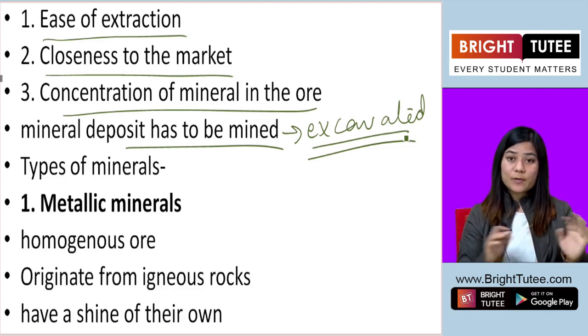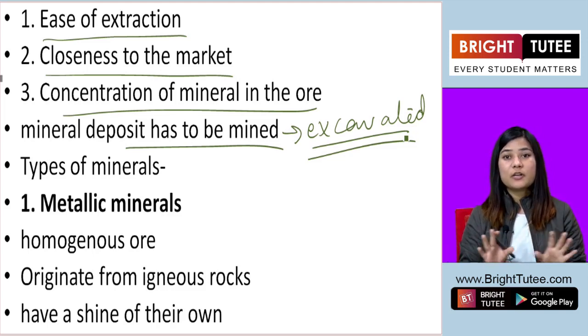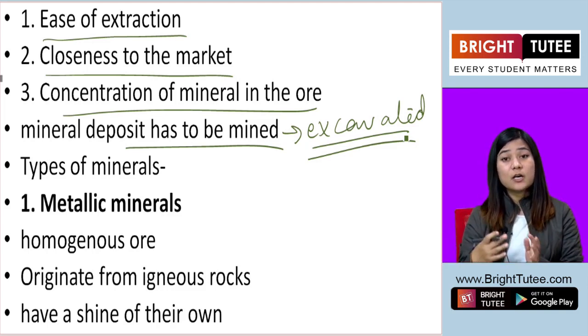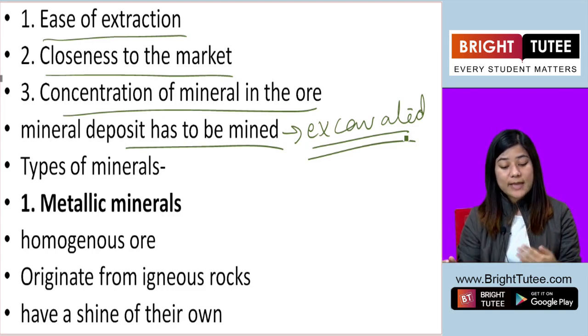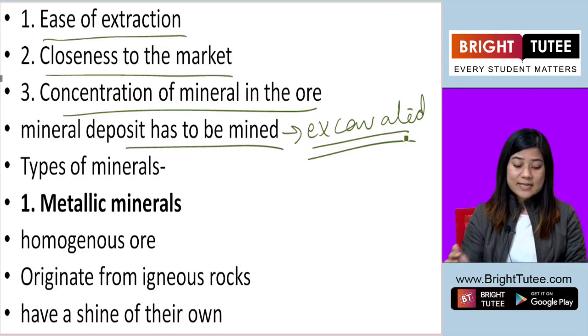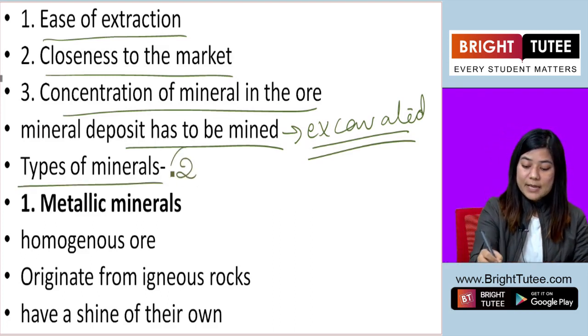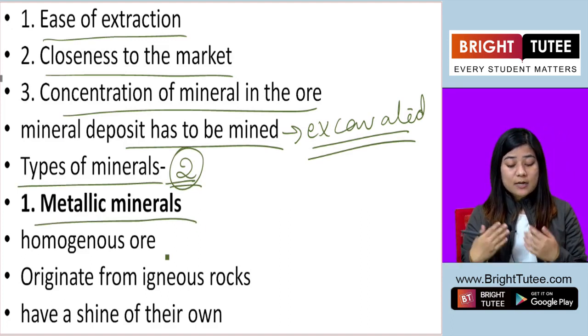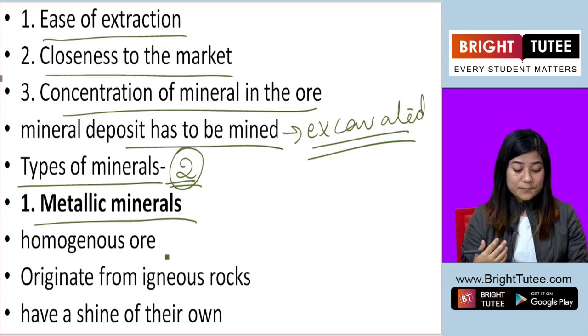Okay. Now, we already saw a chart or a diagram where we saw different categories in which the minerals are divided. But again, here we'll see. So, we said that there are two main types of minerals. One is metallic, another is non-metallic. Let us look at the metallic minerals.